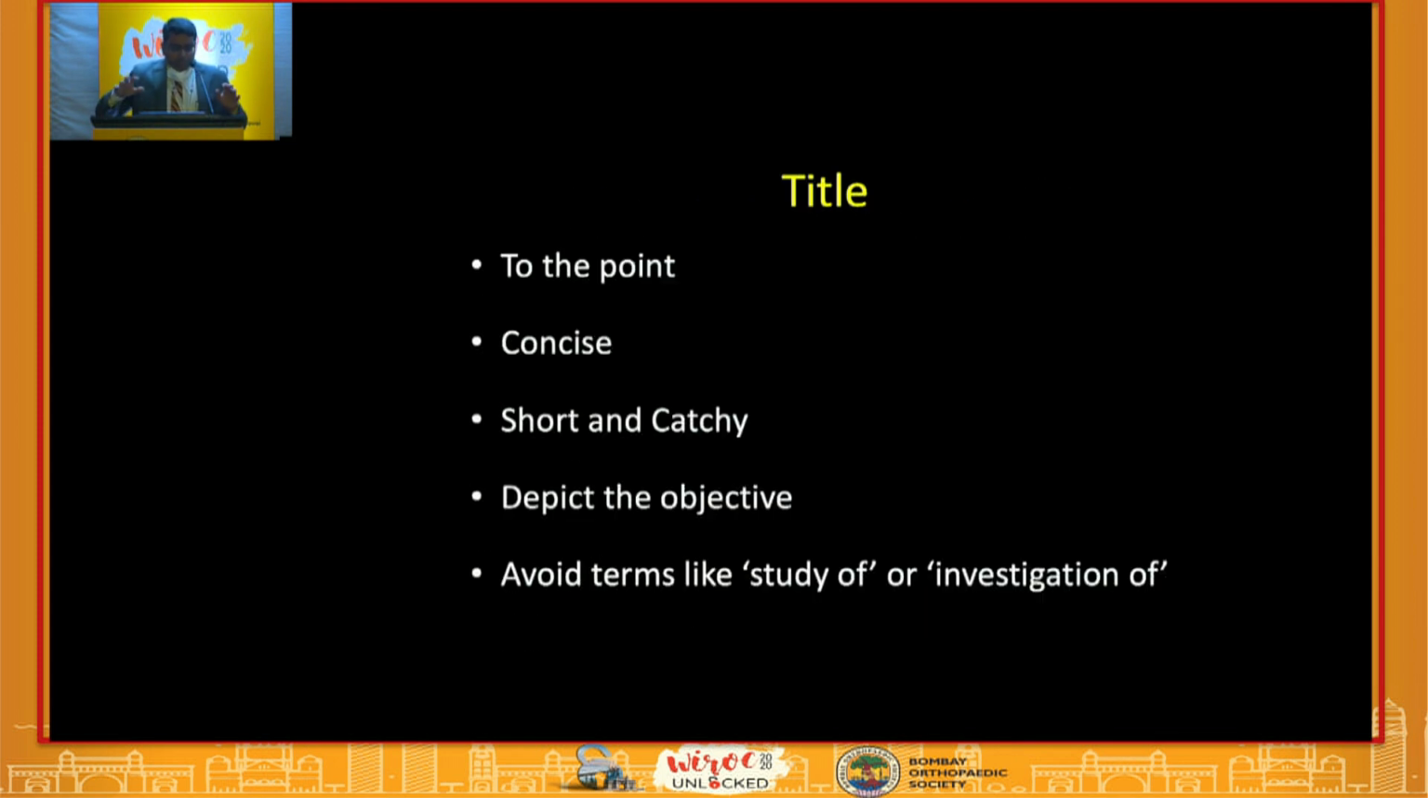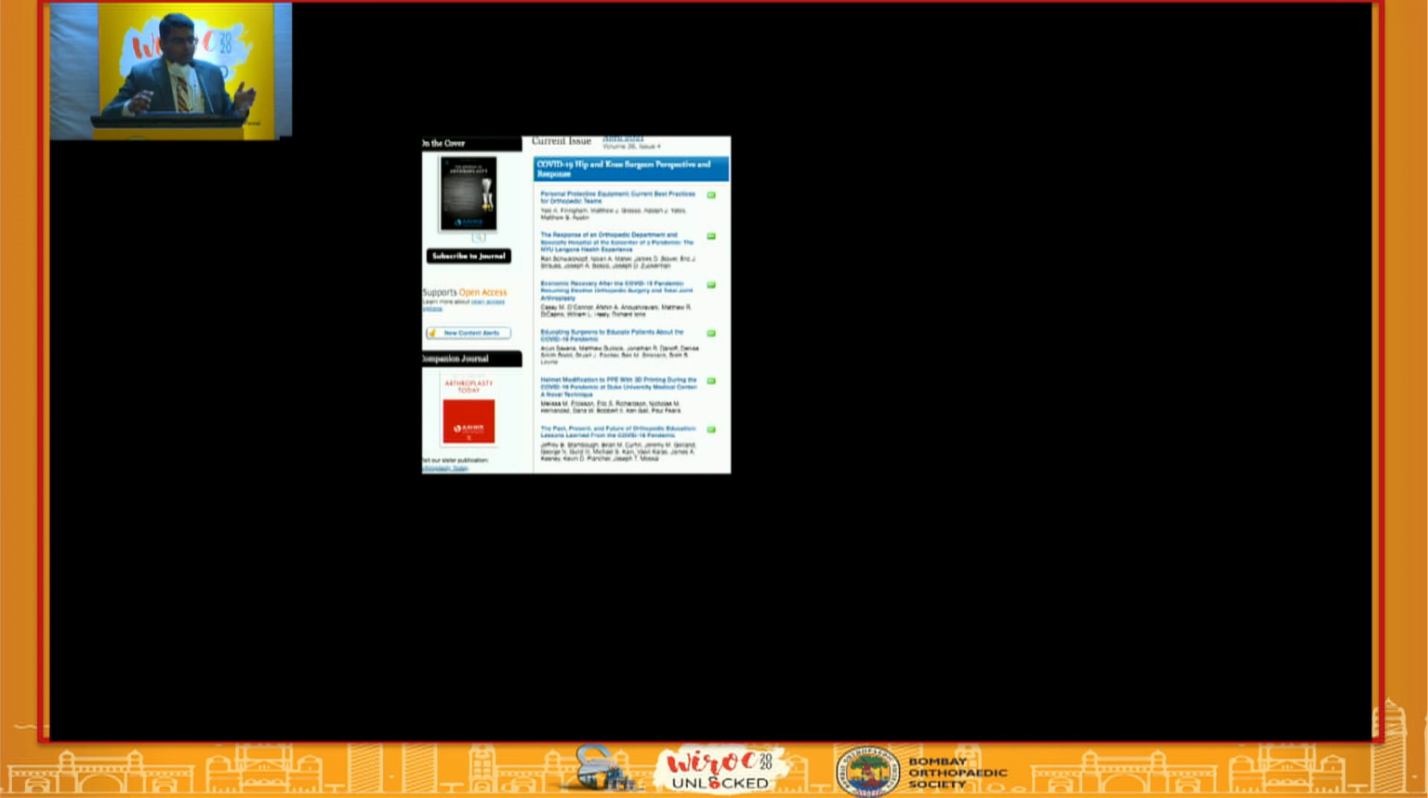The title is the most important part, if I were to quote, because that is an advertorial for your paper. Only after reading the title does the reader decide to read your manuscript. So make it crisp, make it concise, let it be short and catchy. Let it depict the exact objective that you want to find out. Avoid terms like study of, investigation of, which take away the interest of the reader. So if you want to talk about COVID, even the Journal of Arthroplasty has many articles on COVID.